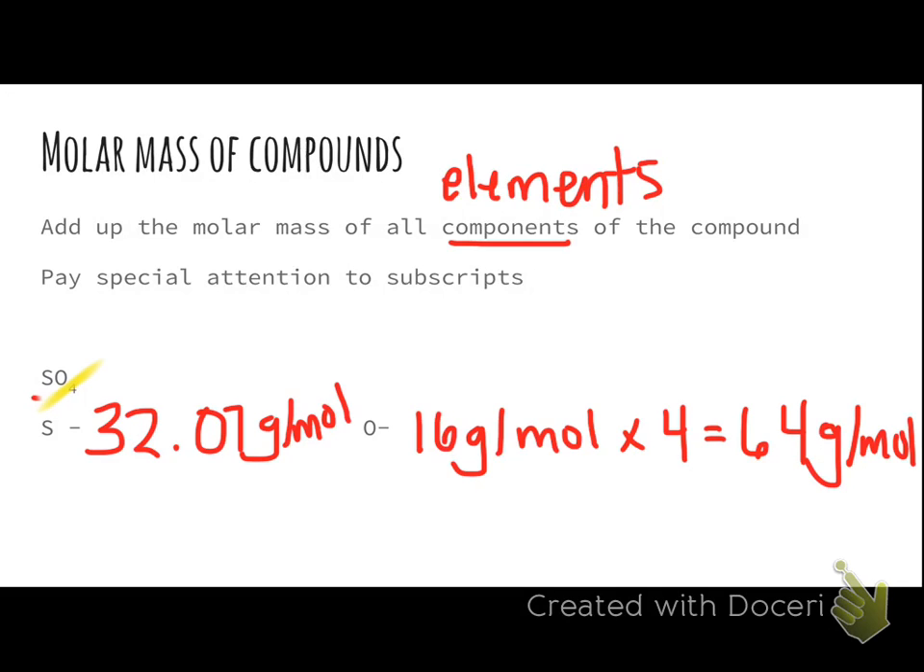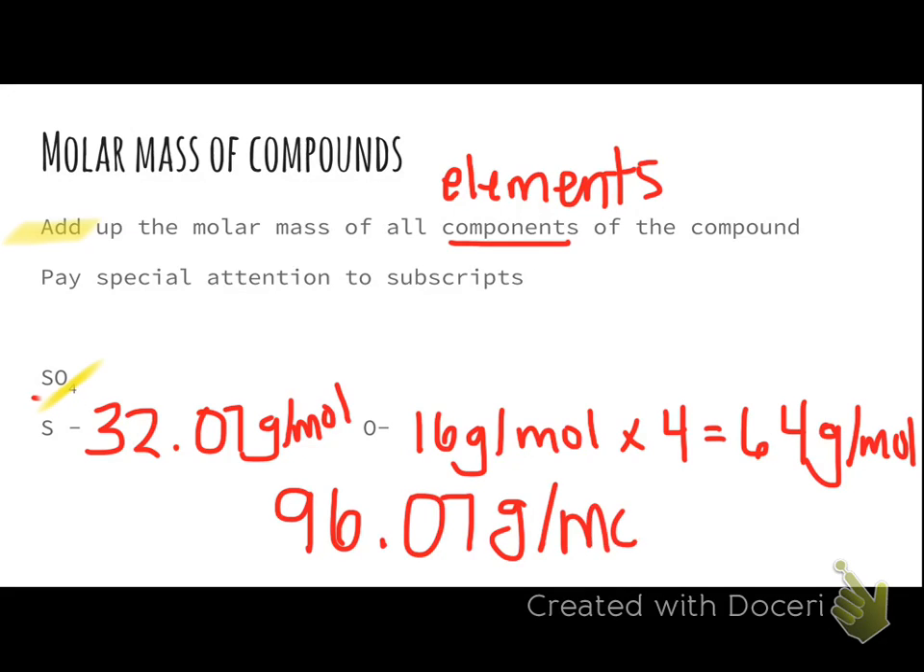Now what do we do? I add 32.07 plus 64, which is going to give me 96.07 grams per mole. That is my molar mass of SO4.